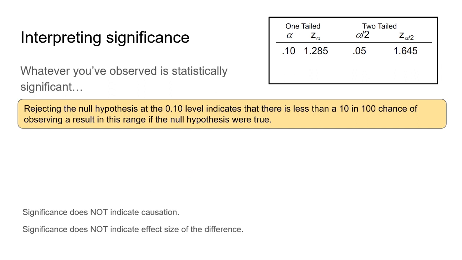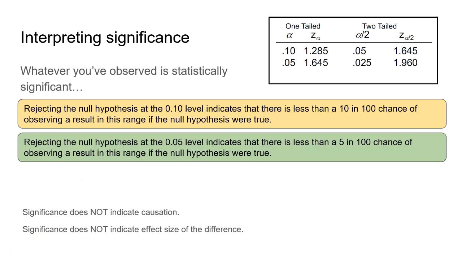So here's one way to interpret what I just said. If we are looking at the confidence level of 0.1, it means there is a less than 10 in 100 chance of observing a result in the range if the null hypothesis were true. In other words, there is a 10% chance of observing a result in the range if the null hypothesis were true.